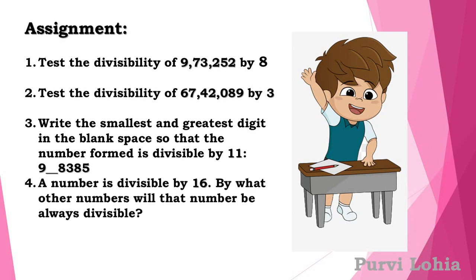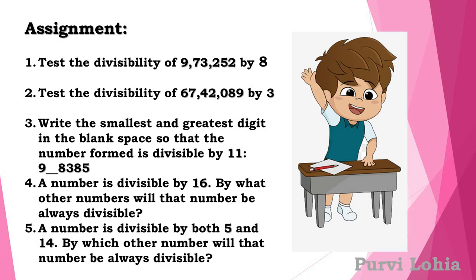A number is divisible by 16. By what other numbers will that number be always divisible? So think which property you have to use here. Next question. A number is divisible by both 5 and 14. These are two co-prime numbers. By which other number will that number be always divisible?